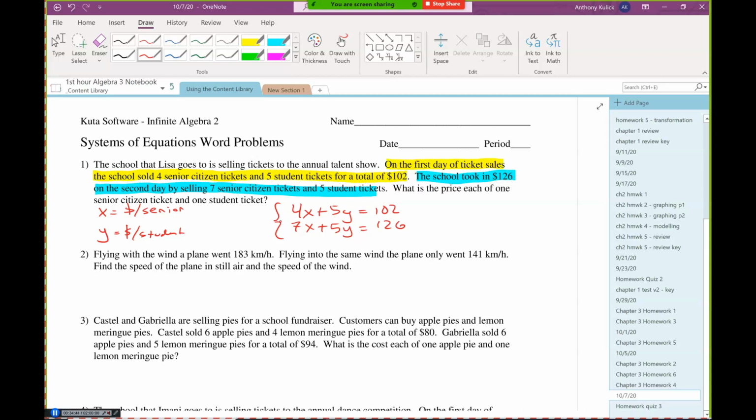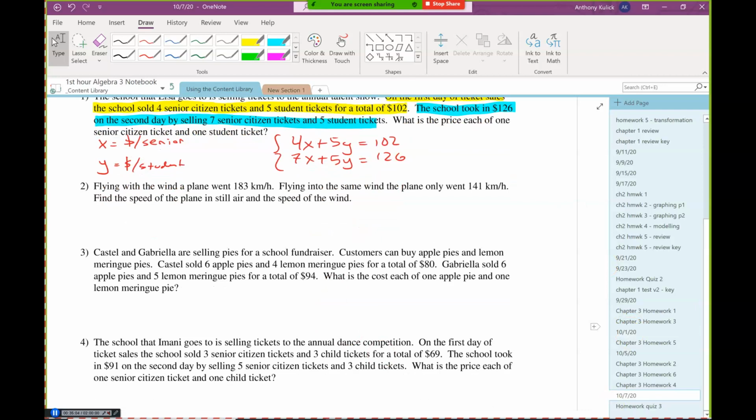Now you still need to solve this, but the setup is done, right? From there you could use substitution or elimination, or you could use graphing if you wanted to. But that part is done. Everybody feel okay with that first kind of problem? Okay.